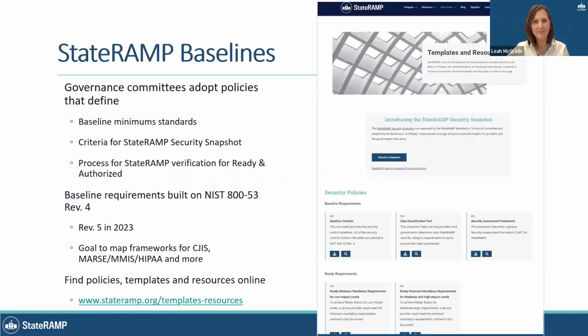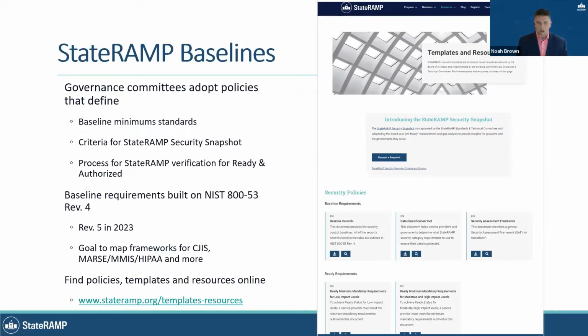Thank you, Leah. So StateRAMP baselines are the framework upon which all of our program is built. We have a baseline minimum standard, the criteria for the StateRAMP security snapshot, and then the process for StateRAMP verification. All of this is out there on the stateramp.org templates and resources page. Everything that you could possibly need to get through the process, provider templates, 3PAO templates, they are all out there on the page. The baseline requirements are built on NIST 800-53 Rev 4.